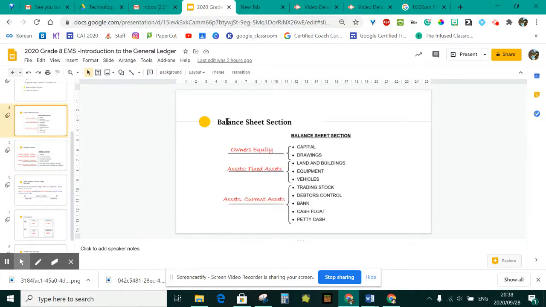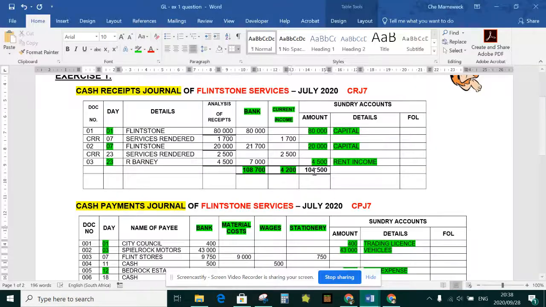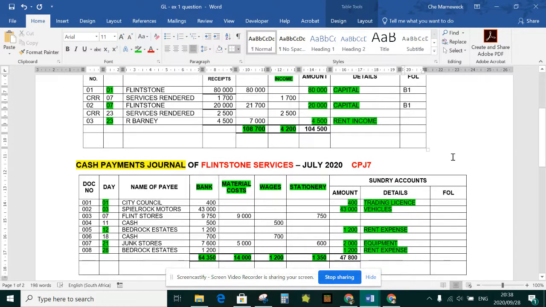So if we look at the balance sheet section, capital comes first. So we look for capital. It's in the cash receipts journal, and we fill in our code, B1. Capital occurs more than once, so I write the account code more than once. Every time for capital, that's B1. We then look, do we have any drawings? Drawings would be B2. We don't have drawings.